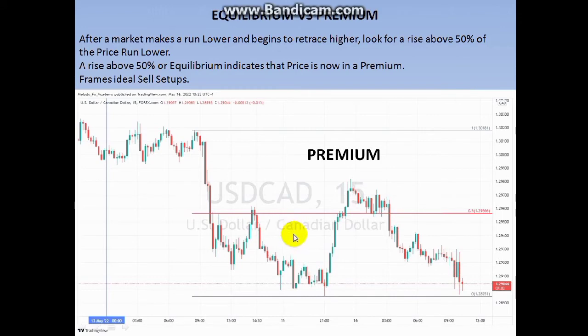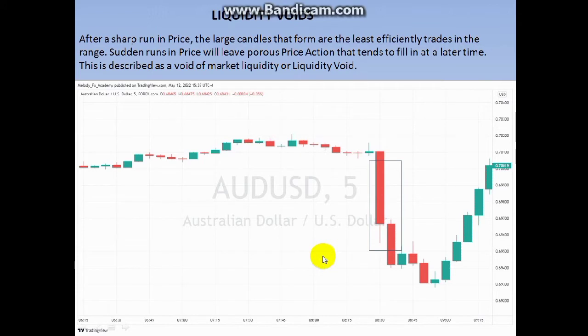Okay, so the next thing we are going to be looking at right now are liquidity voids. After a sharp run in price, the last candles that form are the least efficiently traded in the range. Sudden runs in price are curious price action that tends to fill in at a later time. This is described as a void of market liquidity, or liquidity void. We also talked about this in the previous episode.